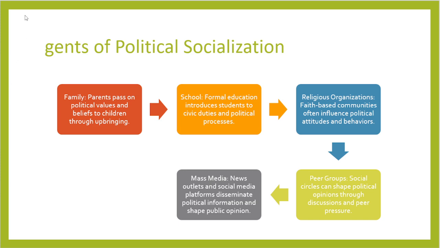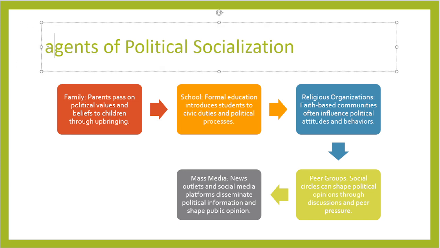Now, agents of political socialization. Family is number one, school is number two, religious organization is number three, mass media, and peer groups. These five agents shape political socialization.